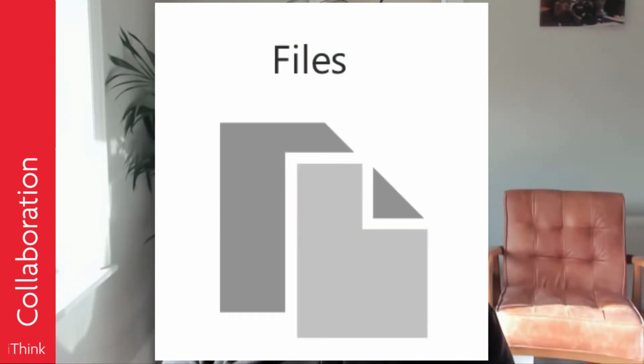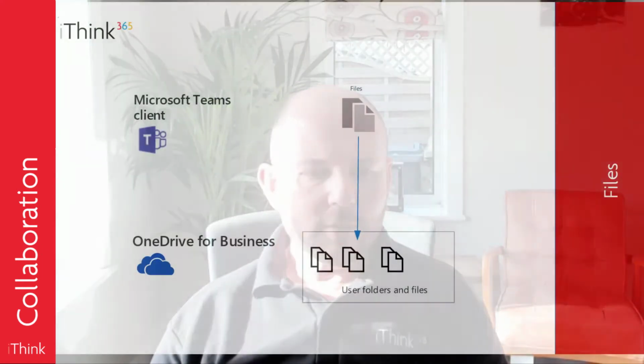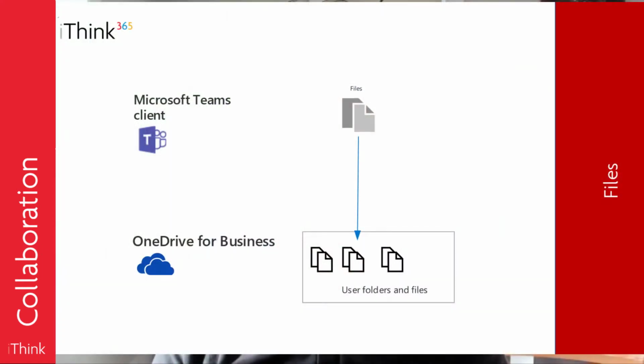So starting with Files. Files live in OneDrive for Business. So the Files app is your personal home drive within Teams, and the content that you put in there lives in OneDrive for Business.